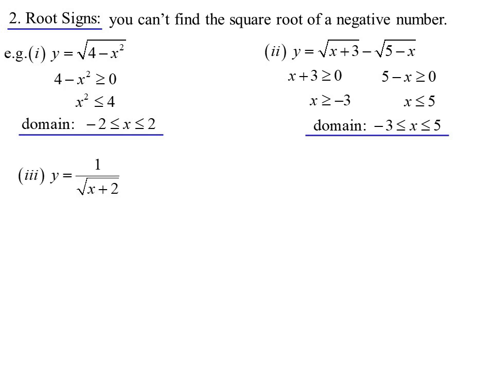There's my domain. 1 on the square root of x plus 2, I've got both problems. Now I've got the bottom of the fraction and I've got a square root sign. Now the bottom of the fraction we'd say, well, can't equal 0. The square root sign we'd say x plus 2 is greater than or equal to 0. But it can't equal 0, we just said. So for this one it's just x plus 2 is greater than 0. Greater than negative 2 is what it ends up being.